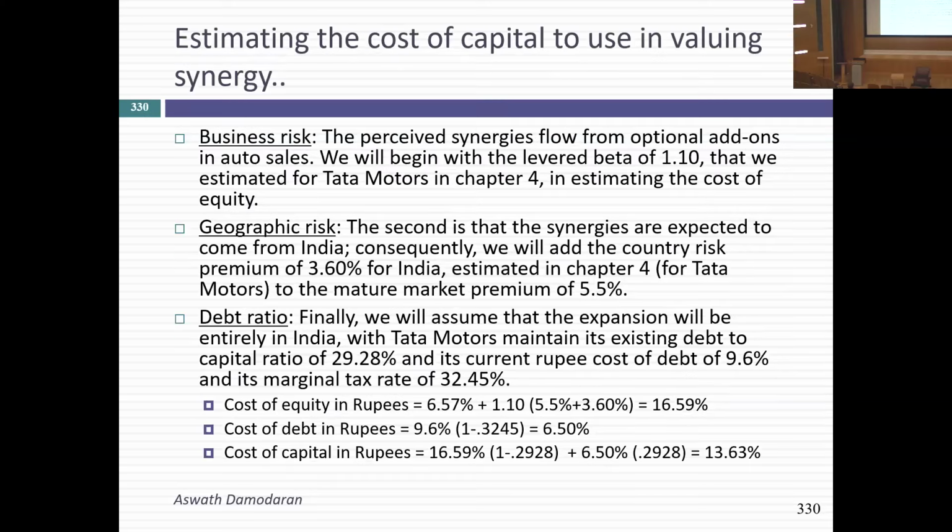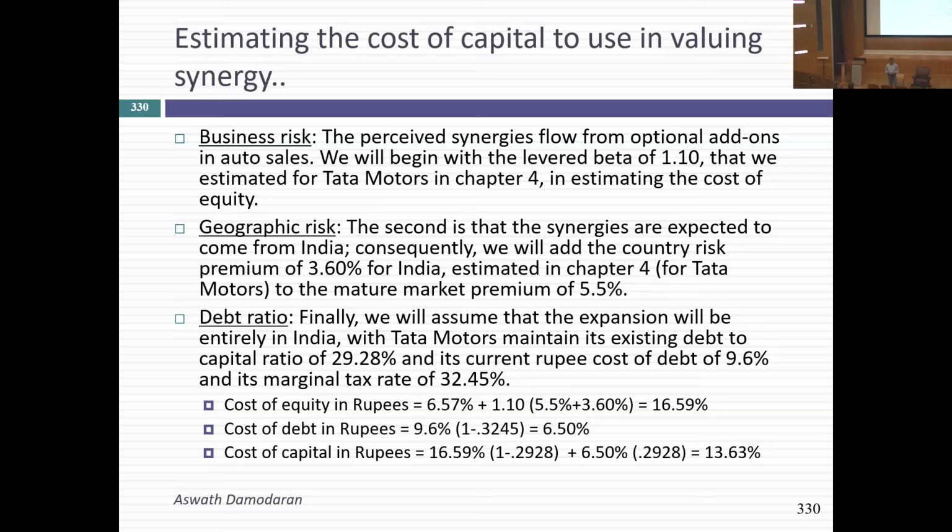You can take the present value of that synergy using the cost of equity here in rupee terms. Why? Because these are benefits that accrue to Tata Motors. The risk I'm going to use is the risk in the automobile business, because that's where the sales are coming from. And I take the present value of that synergy, reflecting the risk of the cash flows.